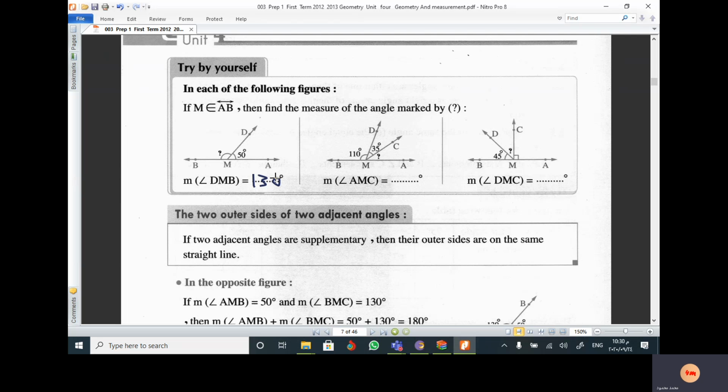And here we have this one 110 and this one 35. At first add the two angles. It will be 145. Then subtract 180 minus 145. You will get 35.